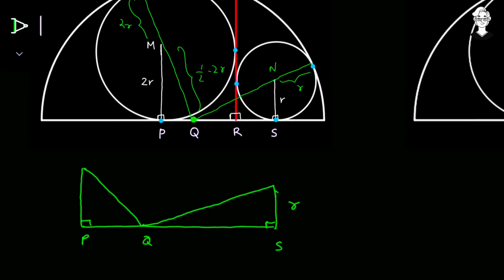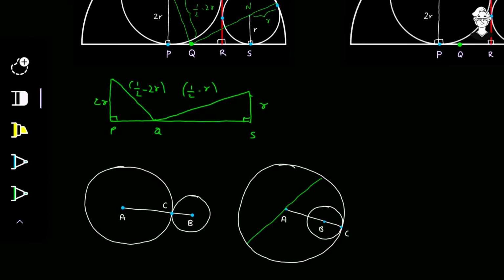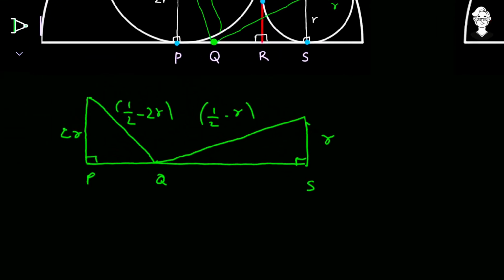This much length is equal to r. This much length is 1 by 2 minus r. This much length is 1 by 2 minus 2 times r. Yes, and this much length is 2 times r. All the things are cleared over there. And I'm just removing the theorems that were utilized over here. Yes, so this is generated from this diagram.